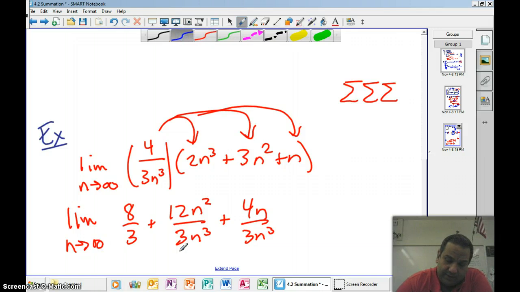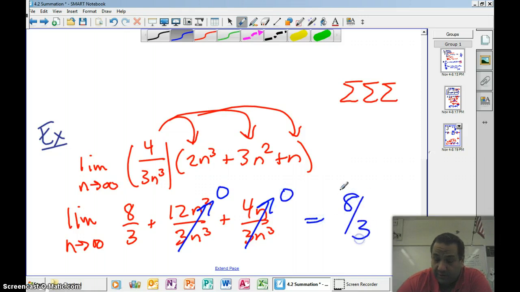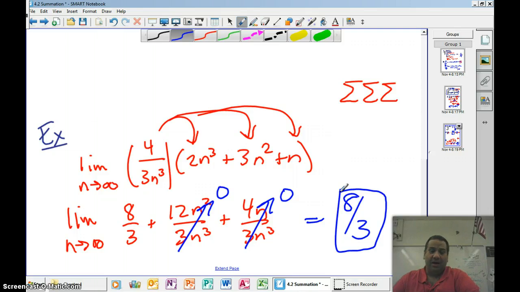Now, this guy, since it's bottom heavy, goes to 0. That's bottom heavy, goes to 0. Answer: 8/3. Don't forget your top heavy and bottom heavy things. If it's bottom heavy, it's 0. If it's top heavy, it's infinity. If it's top heavy, you can't really do it.